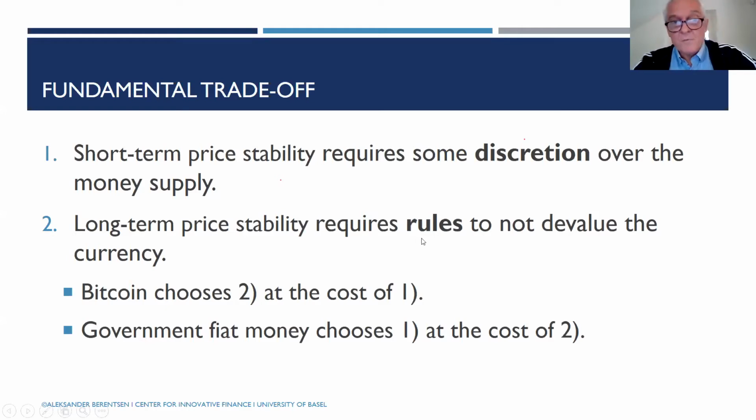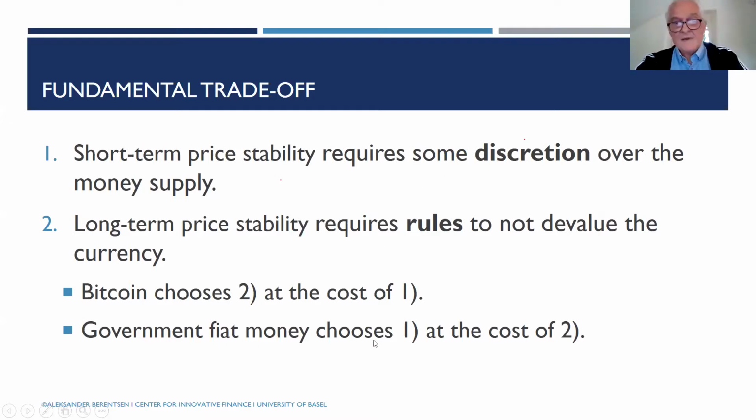I think for long-term price stability, you really want to have rules. You want to take this away from the central banker, right? And it seems to me there is a trade-off here. Bitcoin chooses 2 at the cost of 1. It says, I really want this: the code is the rule. The code tells me what the money supply is in 10, 20 years. But because they want 2, they cannot have 1, right? That's why you have the price volatility in the short term.